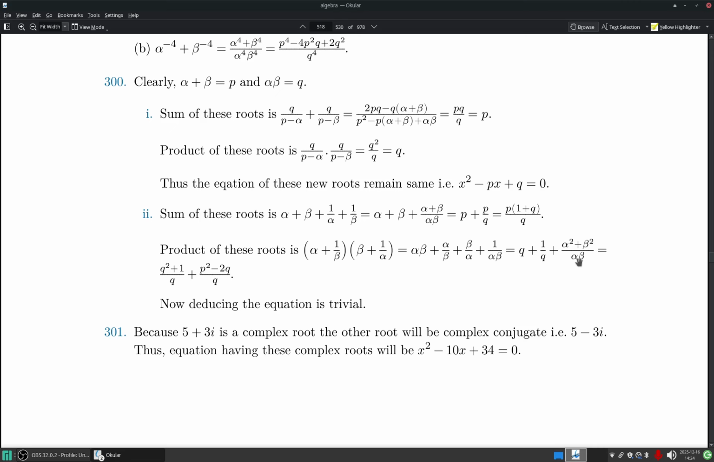Alpha square plus beta square by alpha beta would be alpha plus beta whole square minus 2 alpha beta by alpha beta, that is equal to p square minus 2q by q. Once we have sum and product, you can always find the equation.